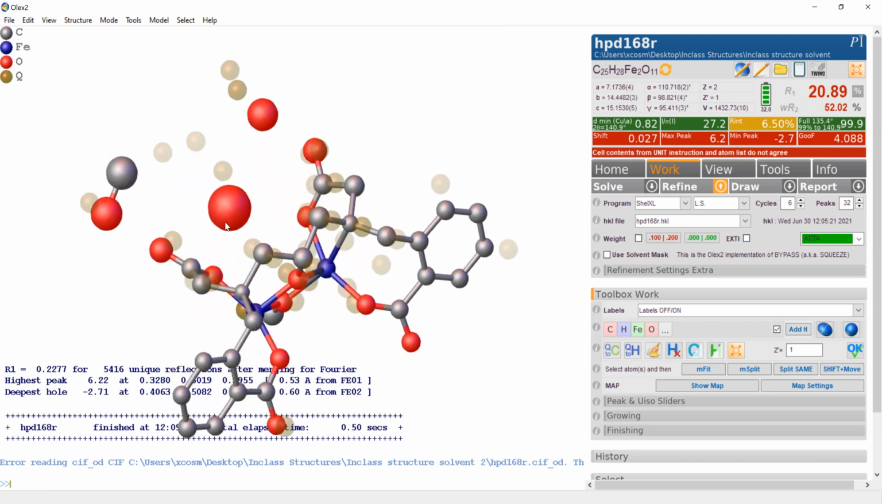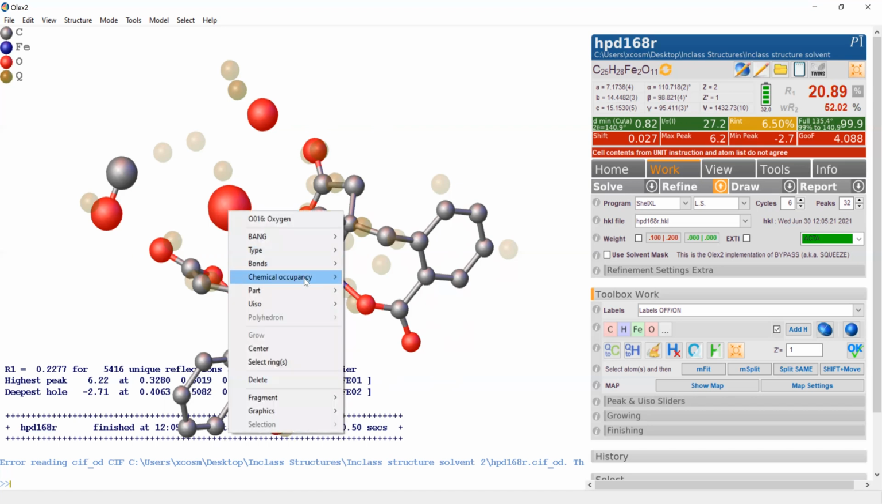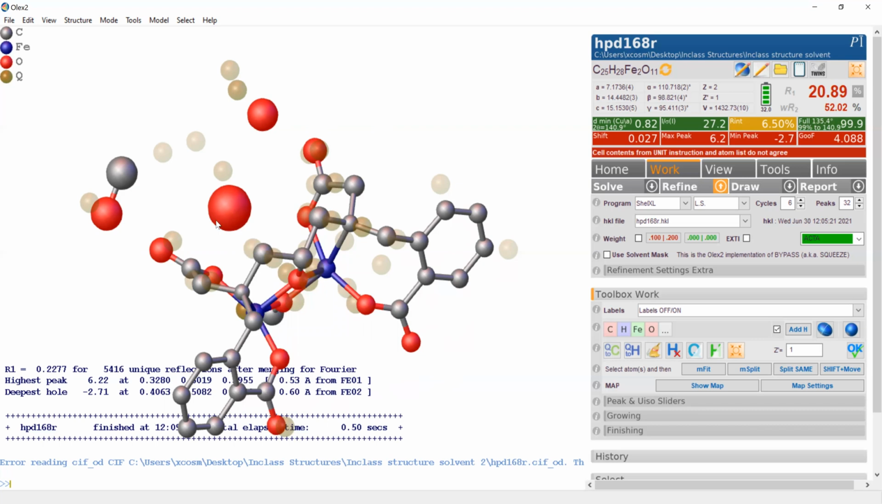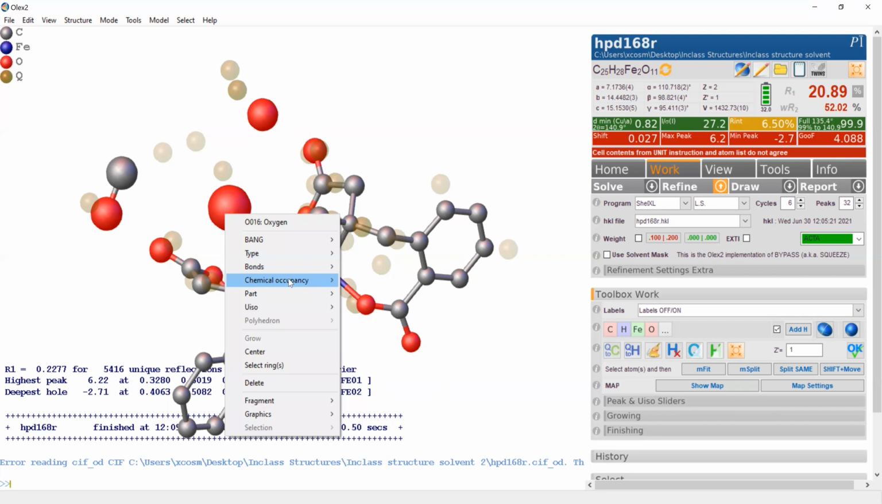You'll notice here in the center, this water molecule or this oxygen atom is extremely big. This tells you it doesn't like being 100% occupied by this oxygen atom. So we're going to decrease its occupancy. You right click, go to occupancy, and let's decrease it from 100% to 50%. Since it's very big, it's telling you that it's not an oxygen atom 100% of the time. Maybe it's only there some of the time. So again, you right click, chemical occupancy, 1 means 100, 3/4 means 75%, 1/2, 50%, etc.